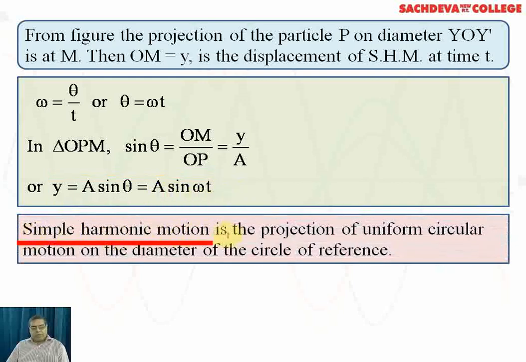Simple harmonic motion is the projection of uniform circular motion on the diameter of the circle of reference, that is on the x-axis or on the y-axis.